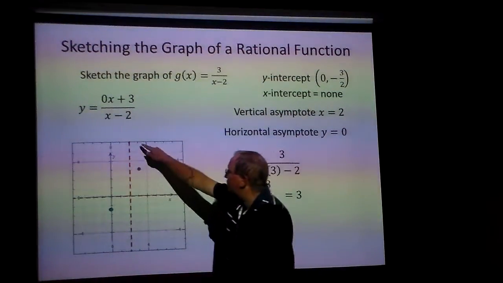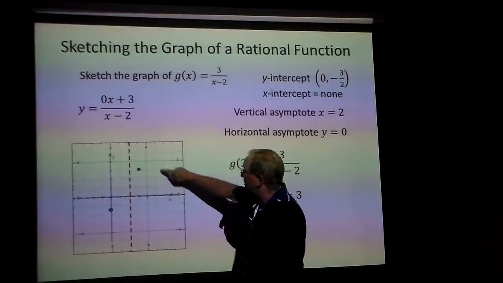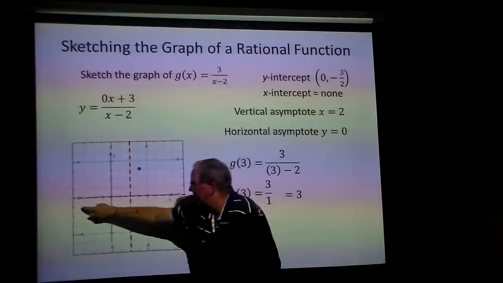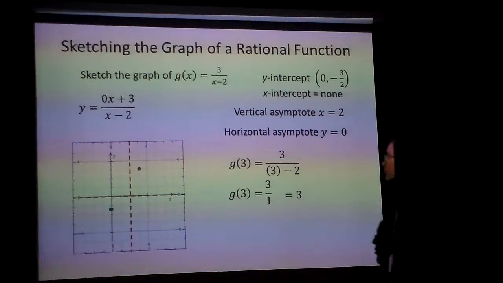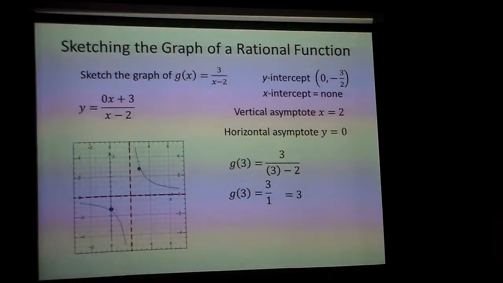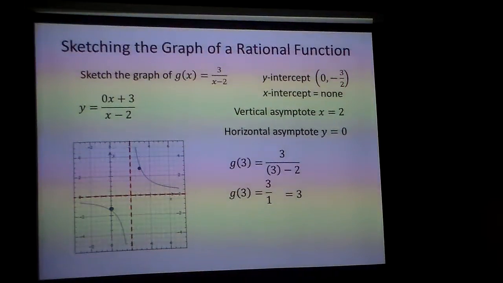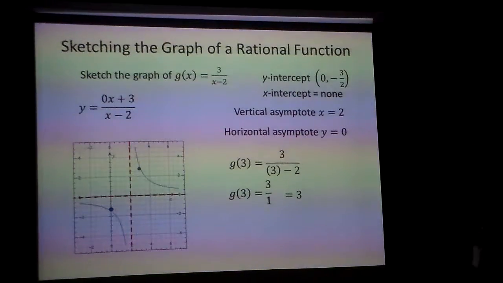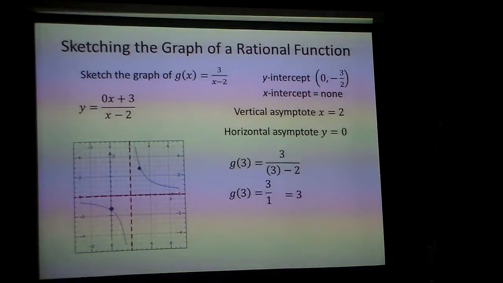That tells me my next graph has got to be looking like this here. It's got to be up there and there. So my actual graph will look like the following. And notice how then I kind of hit the points. I'm not real great at this here. But there's my graph. That is the graph of 3 over x minus 2.